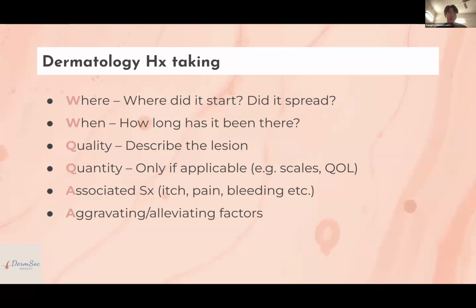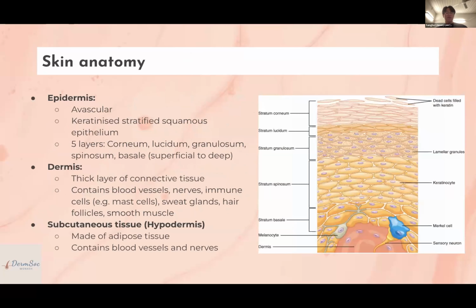The skin anatomy. Skin is made up of three big layers: epidermis, dermis, and subcutaneous tissue. From the top to bottom, epidermis is an avascular layer of skin, and it's made up of keratinized, stratified squamous epithelium. Epidermis is then broken down into five layers again: stratum corneum, lucidum, granulosum, spinosum, and basale. And the diagram on the right shows those layers of the epidermis.